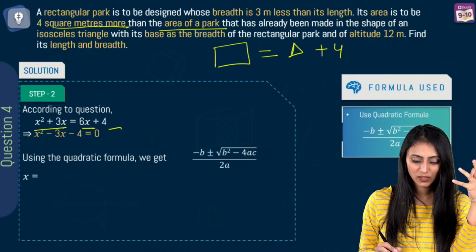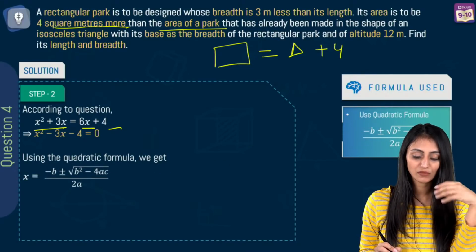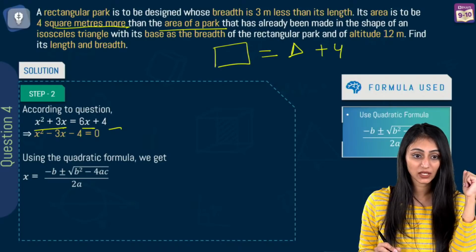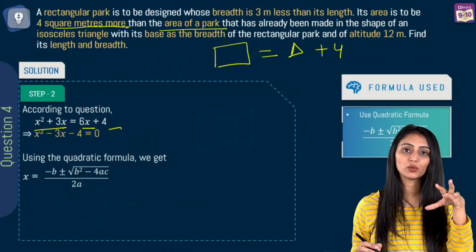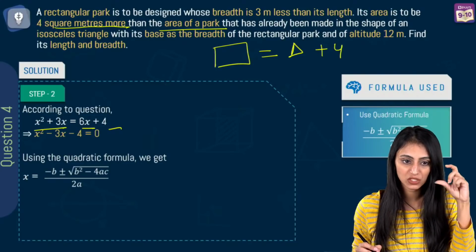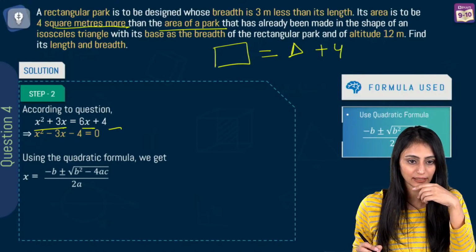So you can use a quadratic formula also here, or if you want to do middle term splitting, that's up to you. So minus b plus minus square root of b square minus 4ac by 2a. See, whatever formula you are using, do not forget to write the formula. Do not straight away apply it. First mention the formula, then write it down.